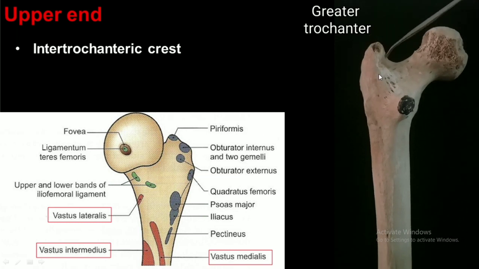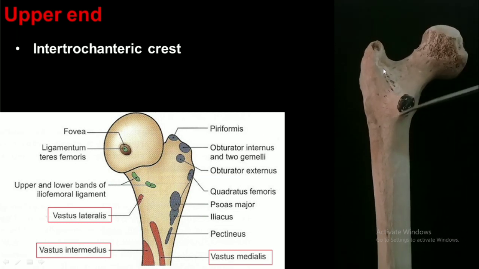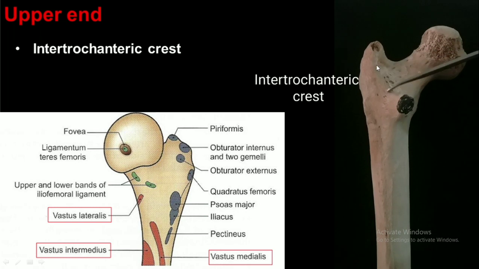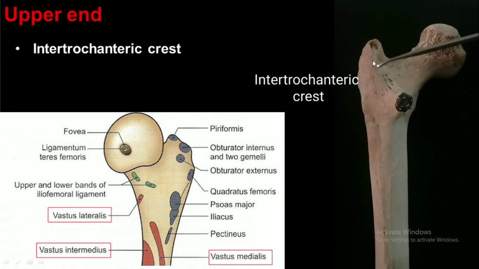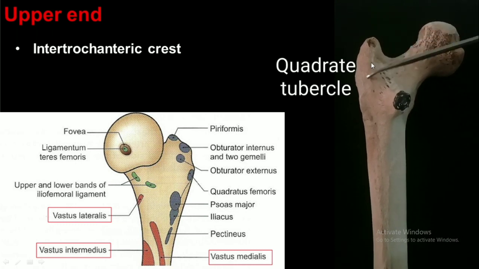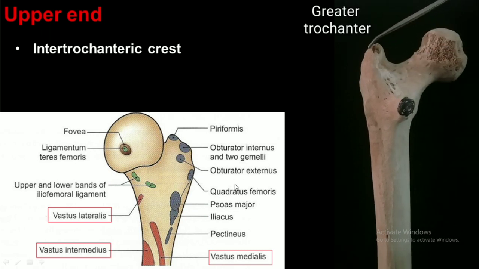In the intertrochanteric crest, we have discussed the quadrate tubercle. Here this is the intertrochanteric crest, and here this is the quadrate tubercle. This portion is called the quadrate tubercle, and the muscle inserted in the quadrate tubercle is the quadratus femoris.